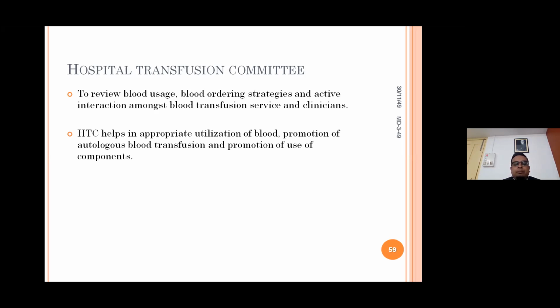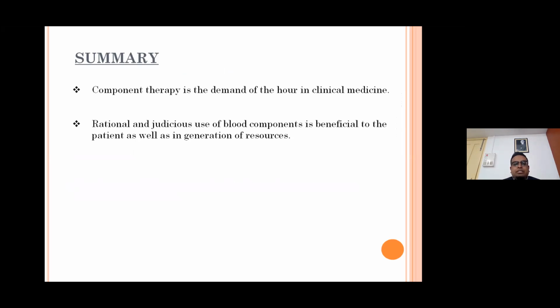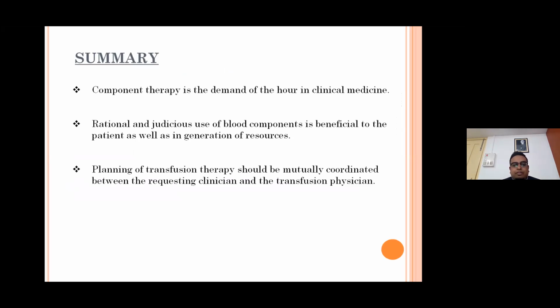So HTC helps in appropriate utilization of blood, promotion of autologous blood transfusion, and promotion of use of components. They can also frame guidelines to run the blood transfusion services and its effective utilization. So they can have their own institutional policy for transfusion and its effective utilization. To summarize, component therapy is the demand of the hour in clinical medicine. Rational and judicious use of blood components is beneficial to the patient as well as in generation of resources in the blood bank. So planning of transfusion therapy should be mutually coordinated between the requesting clinician and the transfusion physician.